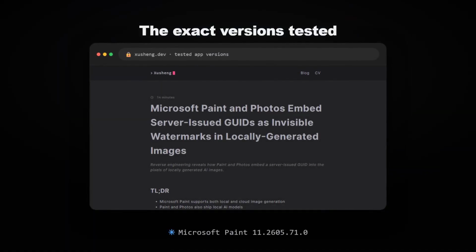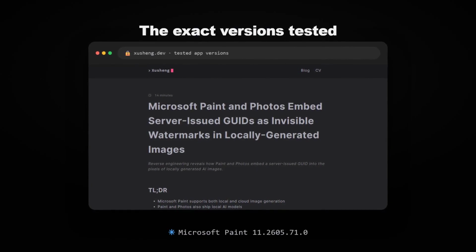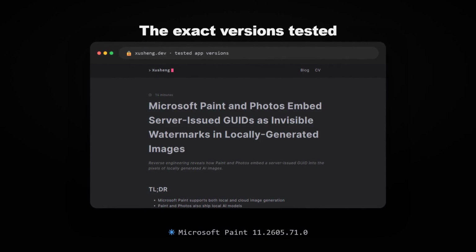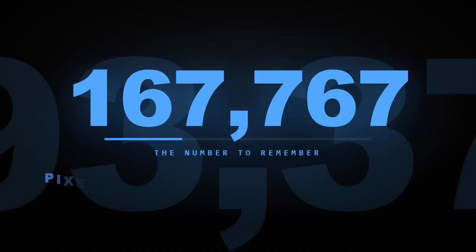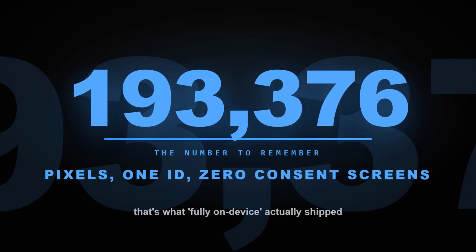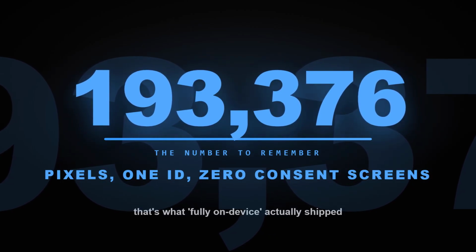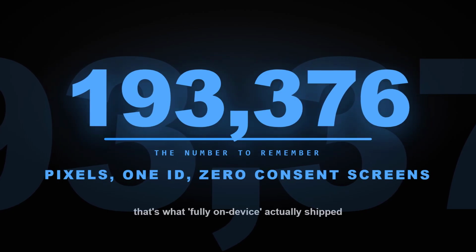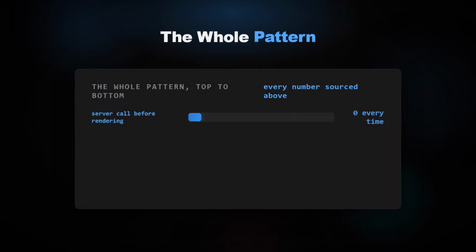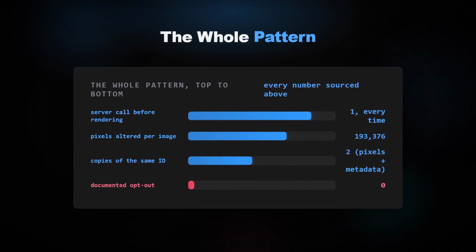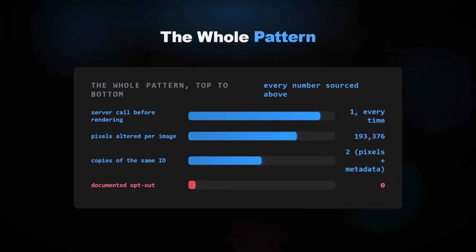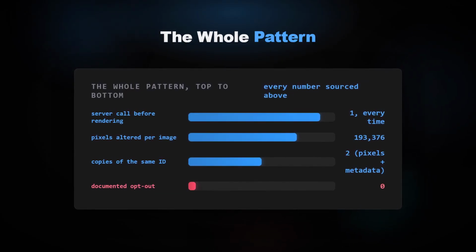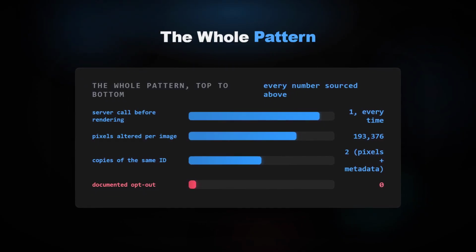This isn't a leaked beta, and it isn't a rumor about some future update. These are the exact shipping versions on real Windows 11 machines, running right now, the same build most likely sitting on your own PC at this very moment. 193,000 pixels, 1 tracking ID, 0 consent screens. That's the real receipt behind, runs entirely on your device. So, to recap, 1 server call before a single pixel renders, 193,000 pixels altered to hide it, the same ID signed twice, and an opt-out that, as far as this research shows, doesn't exist yet.